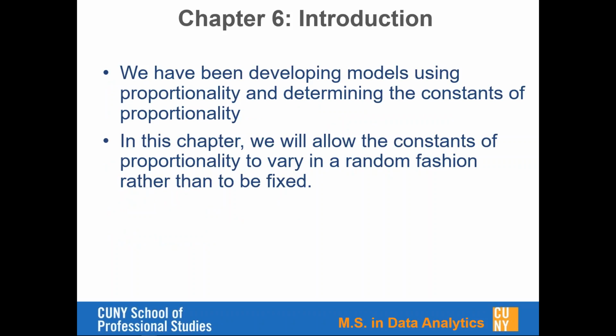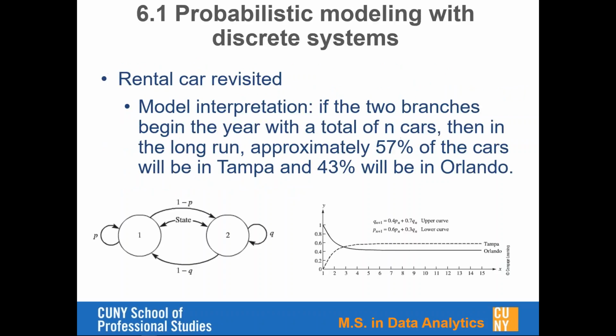Previously we started developing models using proportionality and determining the constant of proportionality, and we also studied a little bit of linear regression. So you already know how to build a model for problems with a constant difference or with proportionality. In this chapter, we will allow the constant of proportionality to vary in a random fashion rather than being fixed.